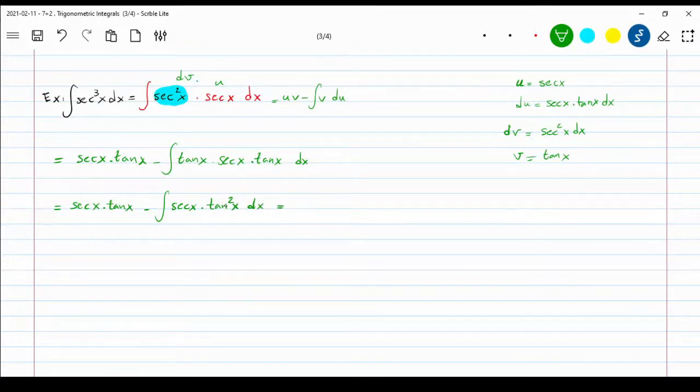Again, here we have a dilemma. And what is the dilemma? The dilemma is that the integral of secant x tangent squared x is not that easy, because the derivative of secant is not tangent squared, neither is the derivative of tangent secant by itself. So what we need to do is maybe do integration by parts one more time, or rewrite tangent squared somehow. What if we rewrite tangent squared? Because we already know what tangent squared is.